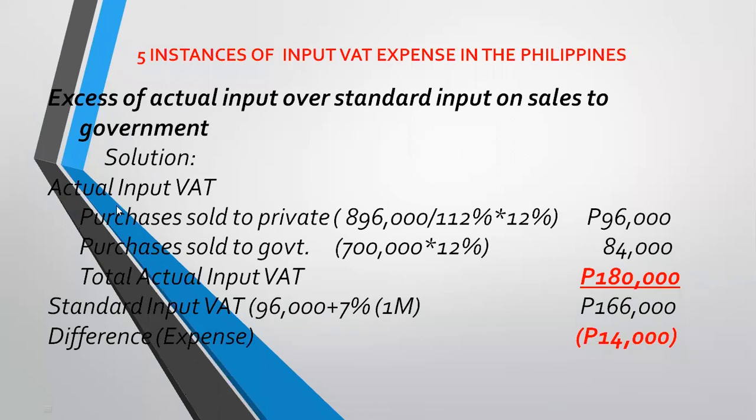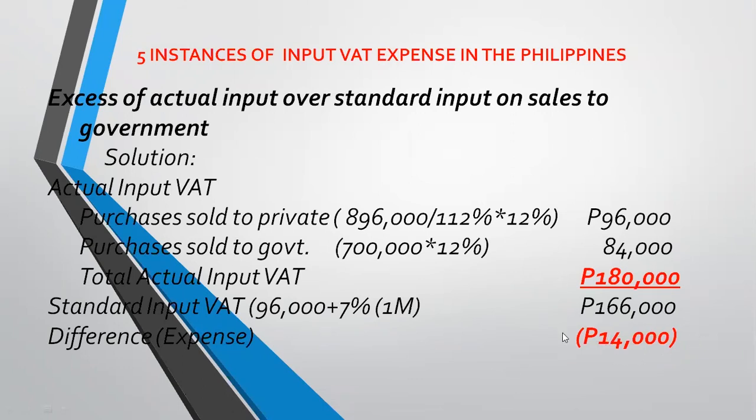Our actual input VAT on sales to private is 96,000 pesos, which is 7% of 1 million. The other 1 million became sales to the government entities. So that is 70,000 plus 96,000. So our standard input VAT is 166,000 pesos. The difference, 166,000 standard minus actual input VAT, is 14,000 pesos.